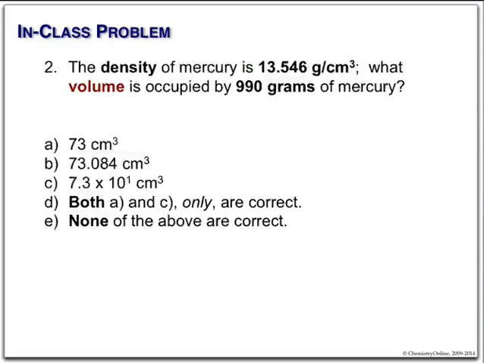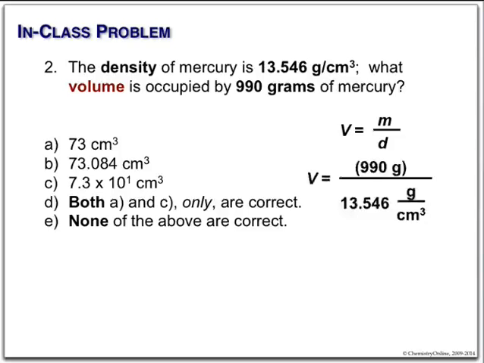Now we could do this using our ratio, but just to point out once again the unit deal, let's go ahead and solve it with the formula. So we're going to say volume is mass divided by density. Okay? Well, that's simple. We have a density, we have a mass. Plug in our mass. Here is our density.